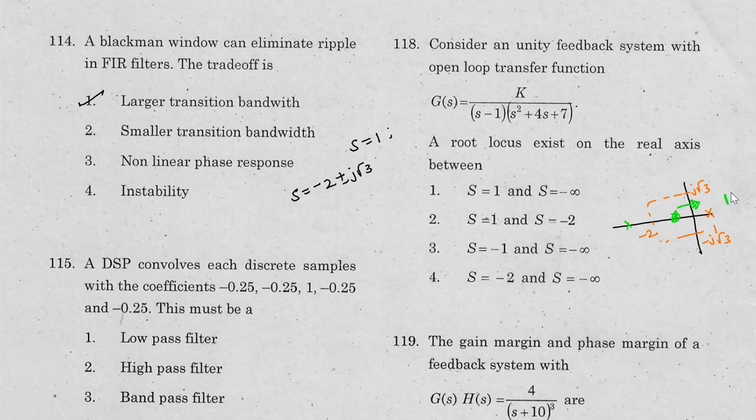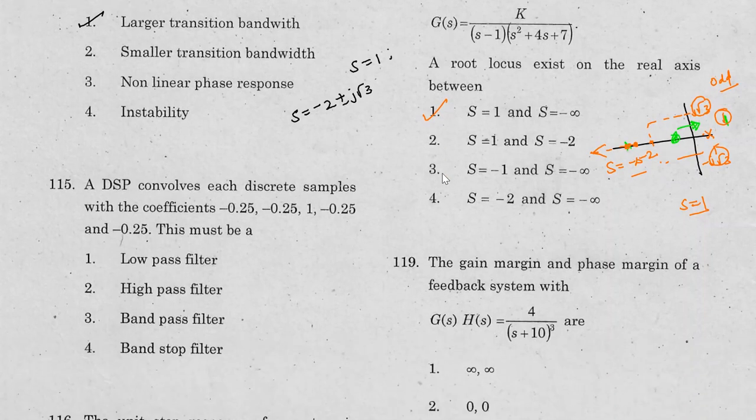Here we have only one, and one is odd. So the root locus exists at s is equal to 1. Now at the next point, the total number of poles and zeros is 1, 2, and 3, so the locus exists up to s is equal to minus infinity. So the answer will be s is equal to 1 and s is equal to minus infinity for this question.